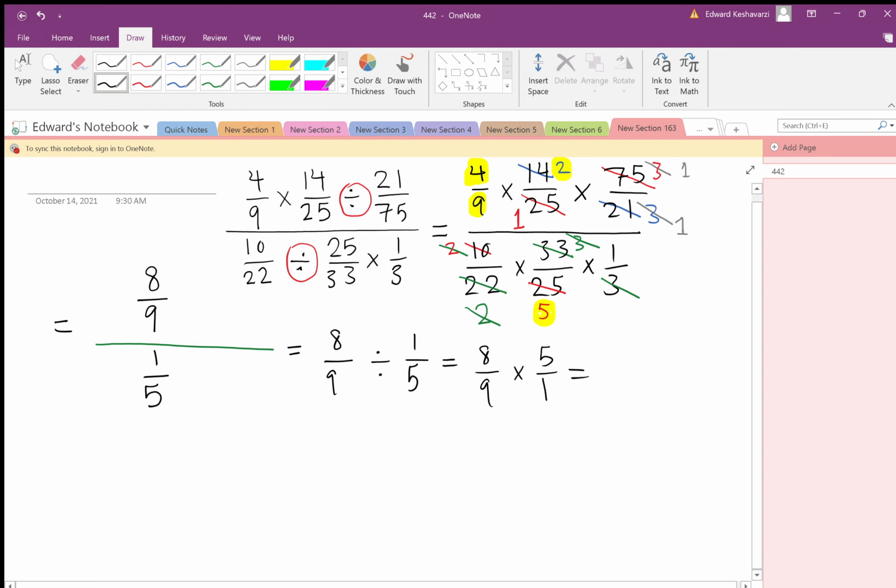So there is no chance to simplify here because 9 has 3 as a factor only, so you can't simplify 3 and 5 or 3 and 8, so we have 40 over 9. Yes, this is the first example. The second example is even more complex since it involves addition and exponents. Let's see.